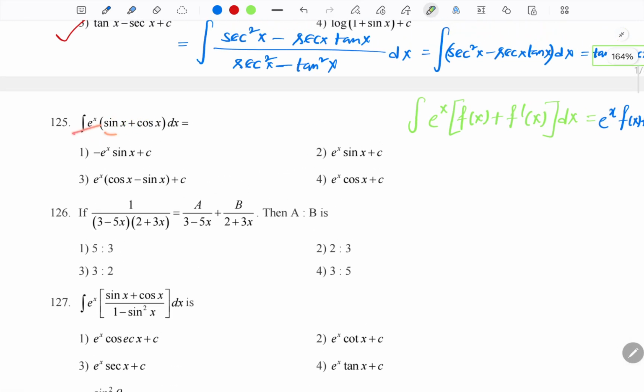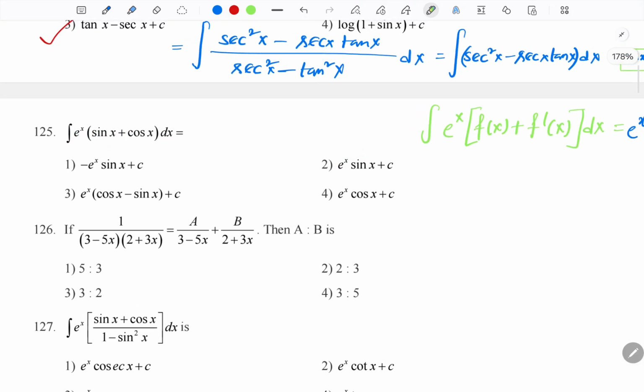Now see our problem and tell me the answer. E power x times, what is the derivative of sin? Cos. So my answer is e power x times sin x plus c. So it is option number 2. It's just a 1 second question in our examination. So what is the function here? It's f, and this is f dash.